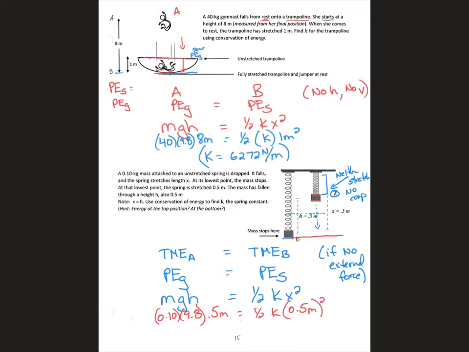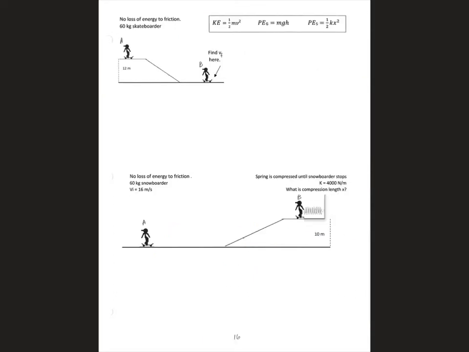So let's do some math. 0.1 times 9.8 times 0.5 divided by 1/2, or times 2. And then don't forget to divide by 0.5 squared, or 0.25. So I get a k value of 3.92 newtons per meter, right? A much smaller spring compared to the previous one. 16, and I believe it.